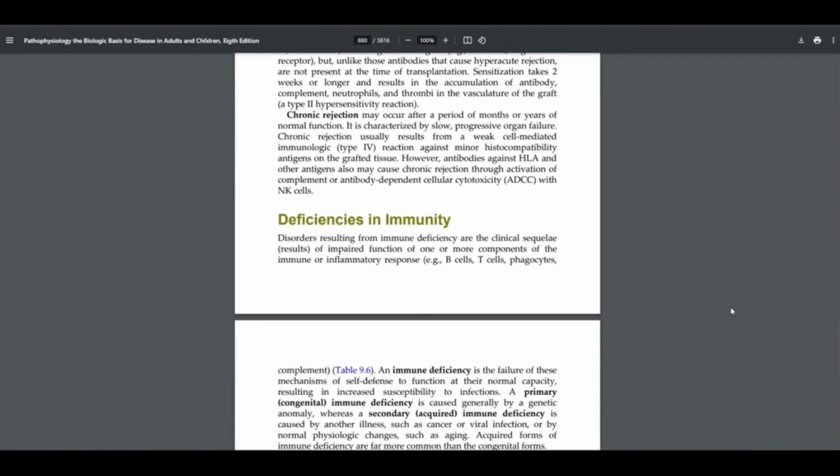Last is chronic rejection. It may occur after a period of months or years of normal function. It is characterized by a slow, progressive organ failure. Chronic rejection usually results from a weak cell-mediated immunologic type 4 reaction against a minor histocompatibility antigen on the grafted tissue. However, antibodies against HLA and other antigens also may cause chronic rejection through activation of complement or antibody-dependent cellular cytotoxicity with natural killer cells. And there we have it.